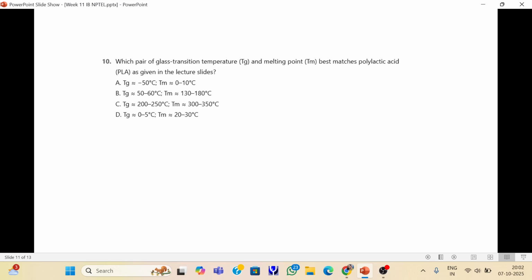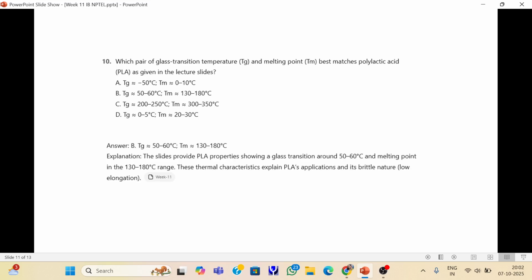Let's see what is the correct answer to this question. It is B. Tg is equal to 50 to 60 degrees and Tm is equal to 130 to 180 degrees. So these are the temperatures which best match polylactic acid. These are the thermal characteristics which explain PLA's applications and its brittle nature, that is, low elongation.